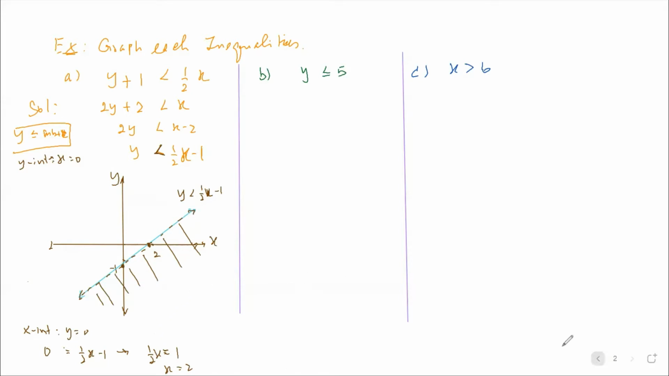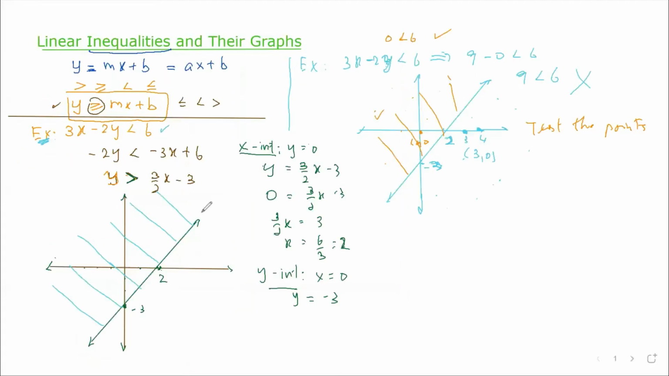So, let's come back to the first example. Because this one, I forgot to tell you, doesn't have an equal sign, right? So when you plot the graph, this one should be a broken line. Sorry about it. You have to make it a broken line here. And this one also, the linear should be a broken line.